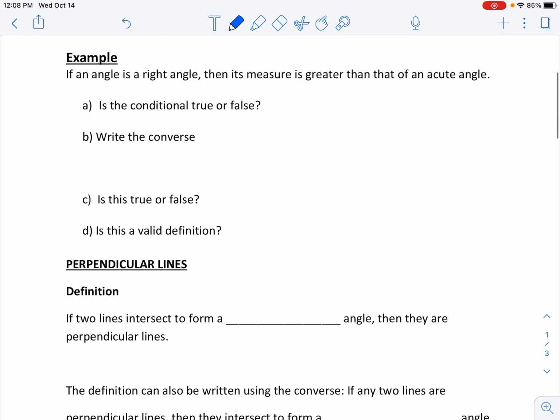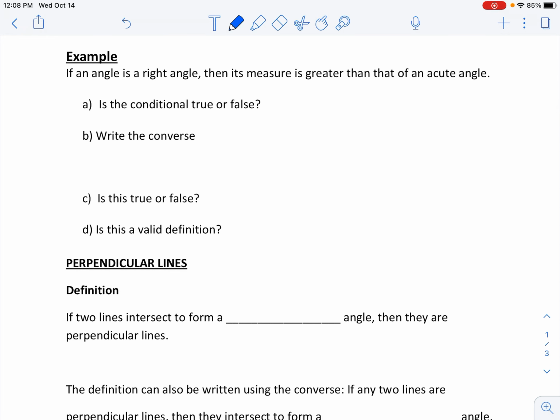We're going to start off with an example. It says, if an angle is a right angle, then its measure is greater than that of an acute angle. And we got four little questions. A, is the conditional true or false? So let's think about this here. If an angle is a right angle, its measure is greater than an acute.